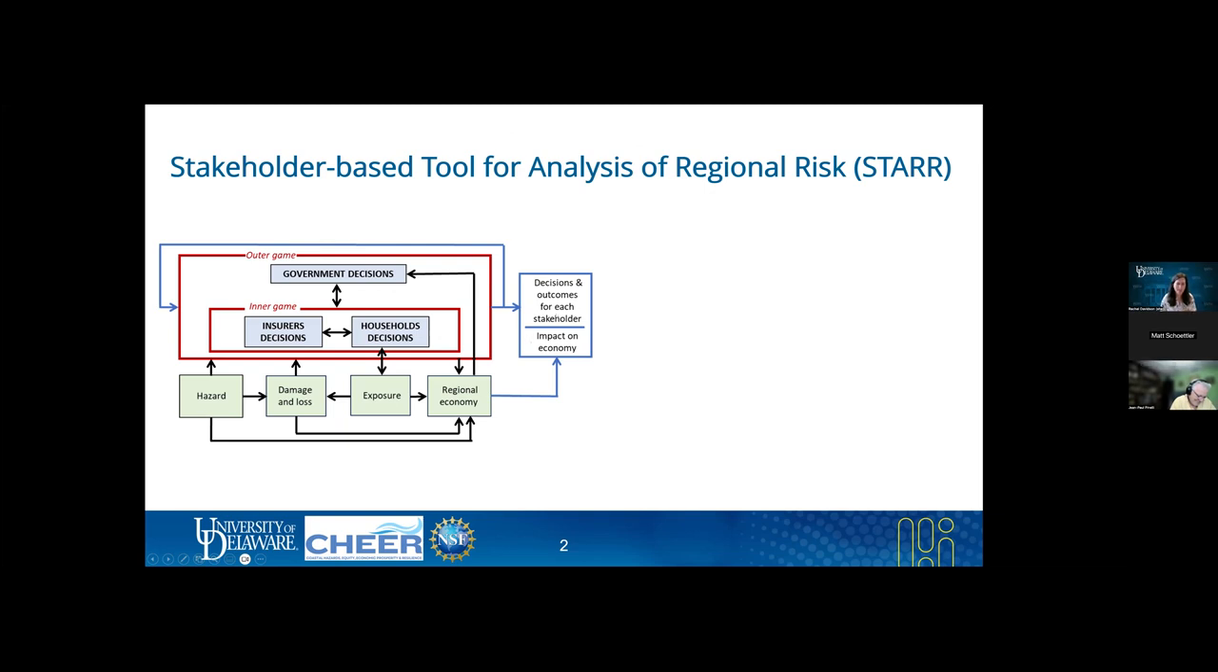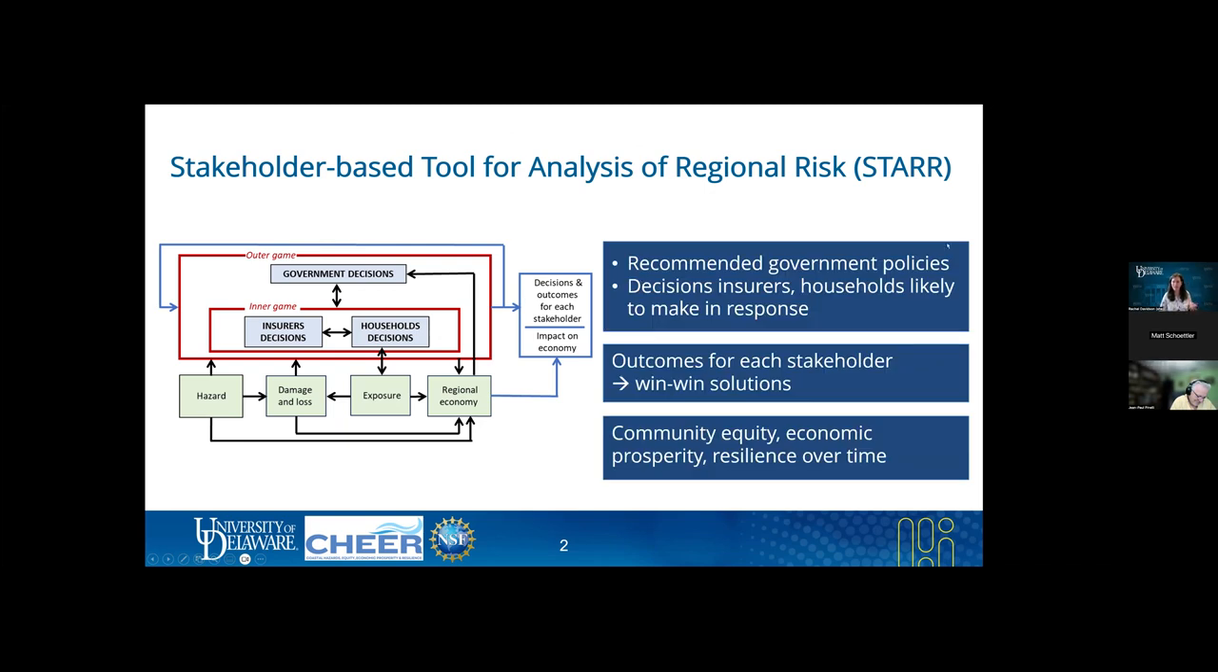So when we combine all this together, we can get as results estimates, predictions about recommendations about what the government policies should be to achieve their objectives, and then a description of the decisions that we believe insurers and households are likely to make in response. Second, then provide the outcomes for each stakeholder based on what their roles are. And then by aggregating all the individual stakeholder results, we can get overall estimates of community resilience and equity and economic growth. So that just gives you the big context.